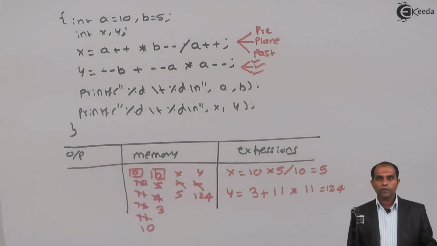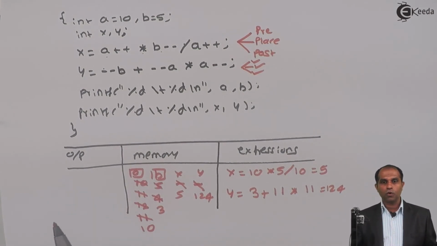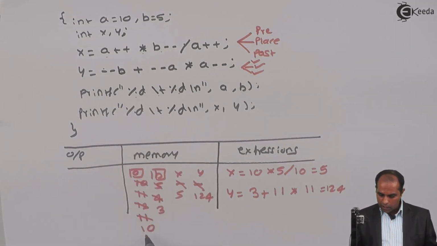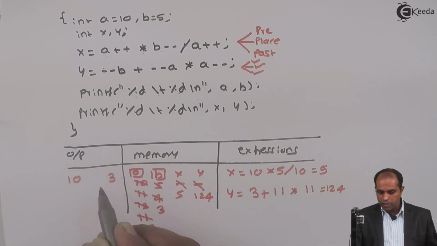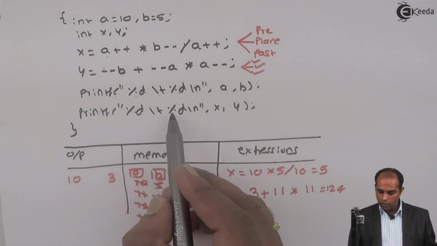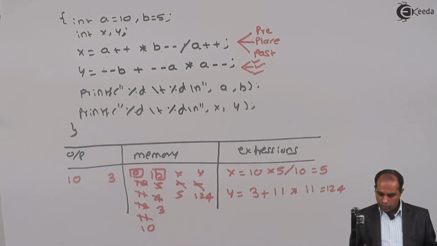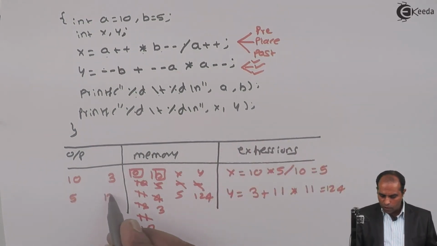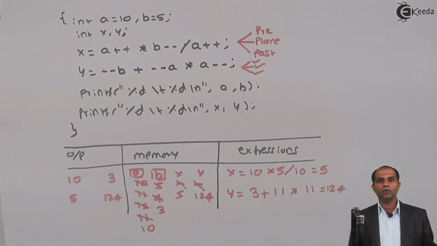Now, printf. When it comes to printf, where am I supposed to go? Should I go into output or should I go into memory? It is in the output part. Percentage d slash d percentage d. A is having 10 and B is 3. So it says 10 multiple spaces 3. And then the value of x and y. X is what? 5 on the next line and y is 124, and leave multiple spaces and then 124.